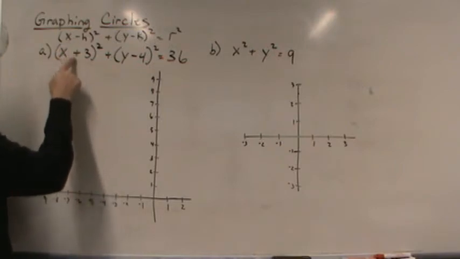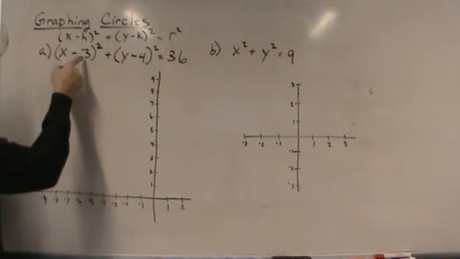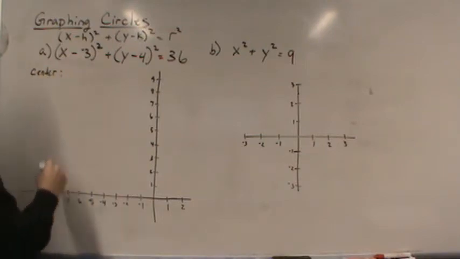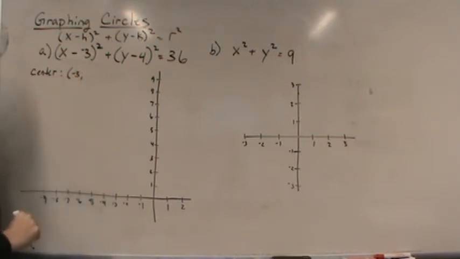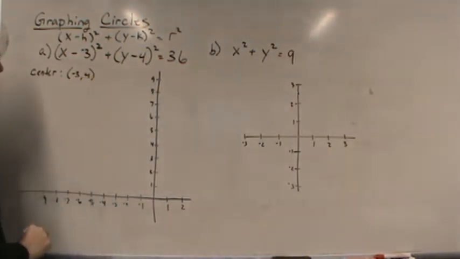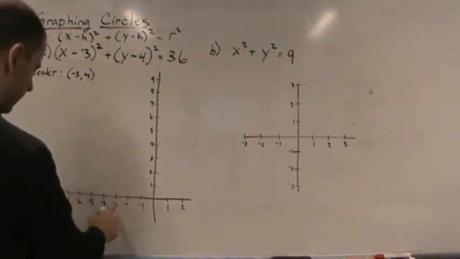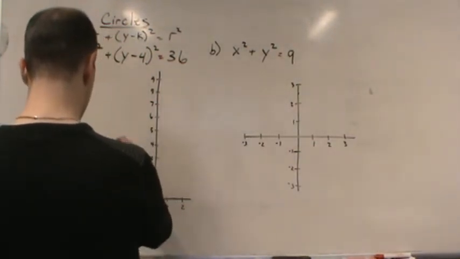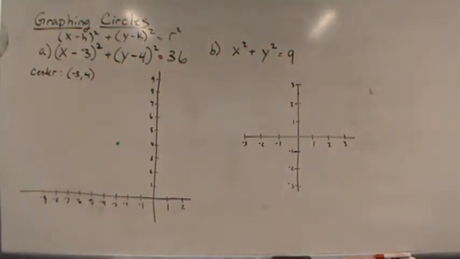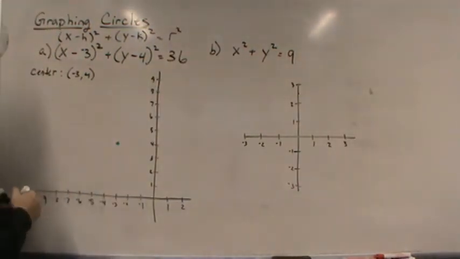In order to match this up, we have to change this to a minus a negative. So now h is -3. Now over here it's already matching, so k is 4. So we know that the center of the circle is at (-3, 4). So (-3, 4) is right there. And now what's the radius? Well, r squared, what do we need to square in order to have r? That's going to be 6.